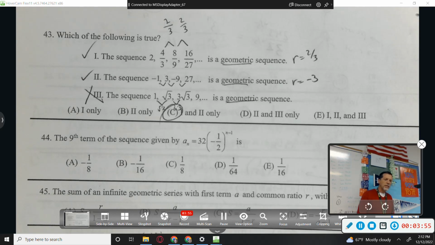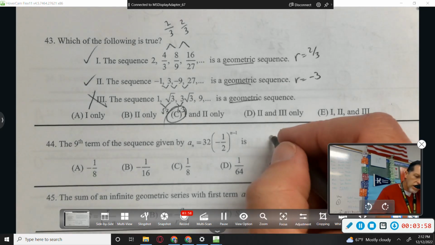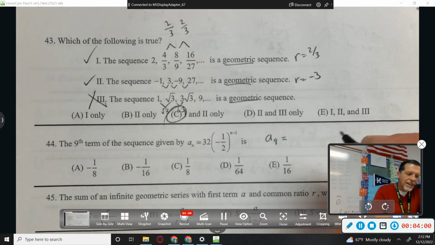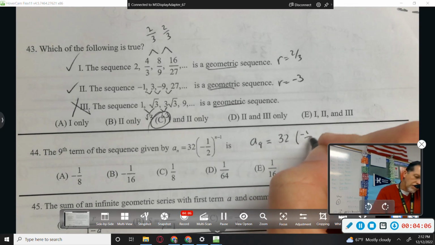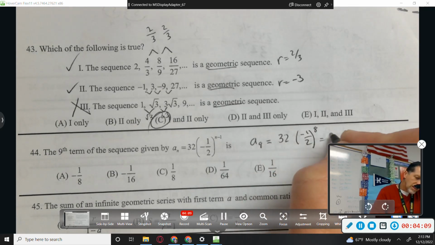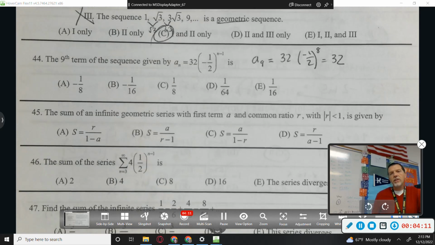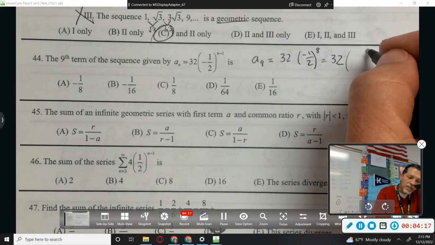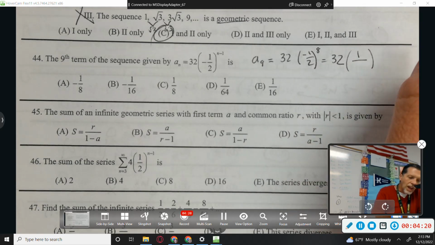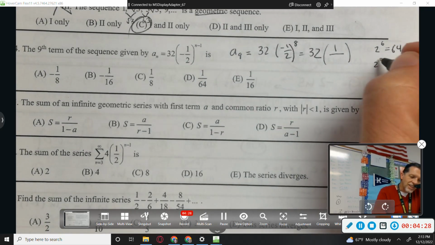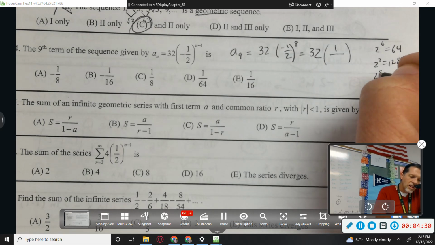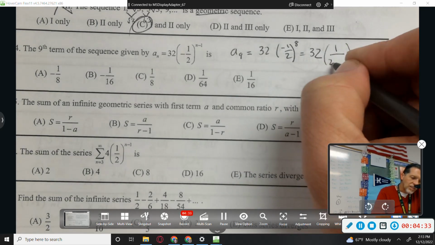The ninth term of the sequence given by... So that means we would plug in 9 for n. 32 times negative 1/2 to the 8th. That's not particularly fun. Negative to an even power, it's going to be positive at least. 2 to the 8th. The highest one I remember is 64. 2 to the 6th is 64. After that, I'm going to start writing them down. So 2 to the 8th is 256.